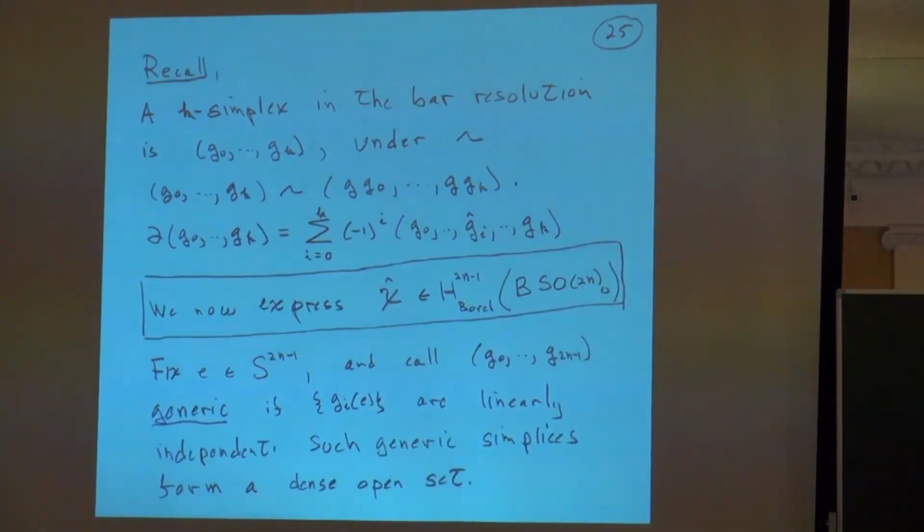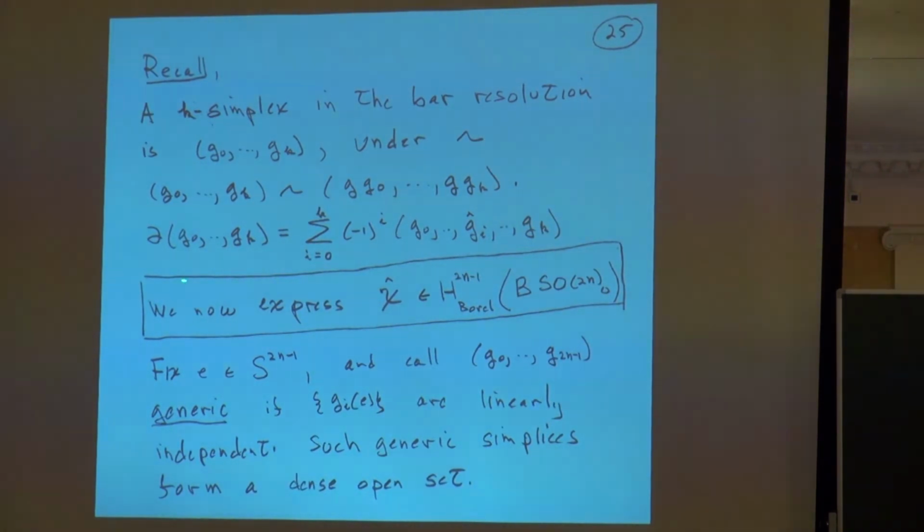So let's see. I'm going to give an example. Just to remind me, a k-simplex in the bar resolution is a sequence of group elements, one more than k. We make them equivalent. Two such things are equivalent if you can just multiply through by an element of the group. And these are the simplices. The boundary is just the alternating thing that you might expect. And that gives you boundary squared is 0, and that gives you a cohomology theory or homology theory, I guess, in there.